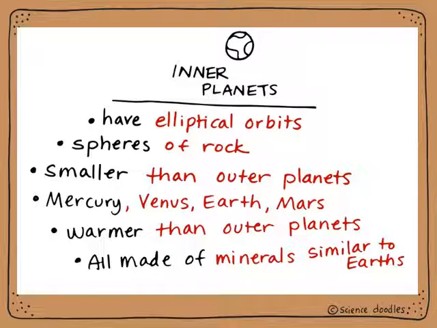All right, some characteristics of the inner planets. They have elliptical orbits, so these are oval shaped. They're almost circles, but not quite. They are spheres of rock. They're smaller. They're the 4 smallest planets in the solar system. They are Mercury, Venus, Earth, and Mars. These tend to be warmer than the outer planets because they're closer to the sun. And they're all made of minerals that are similar to the Earth.